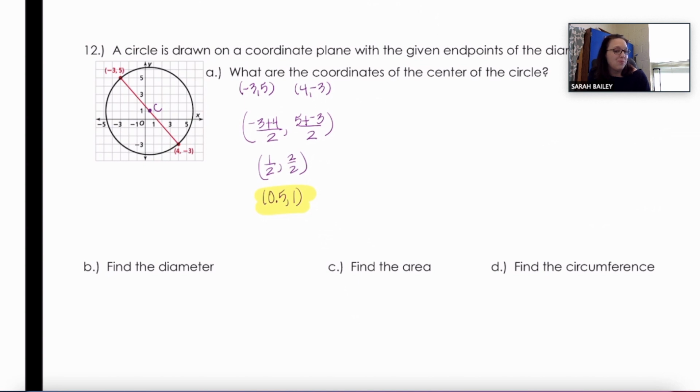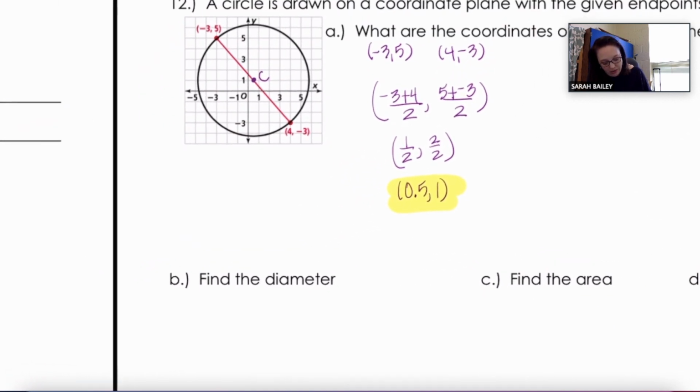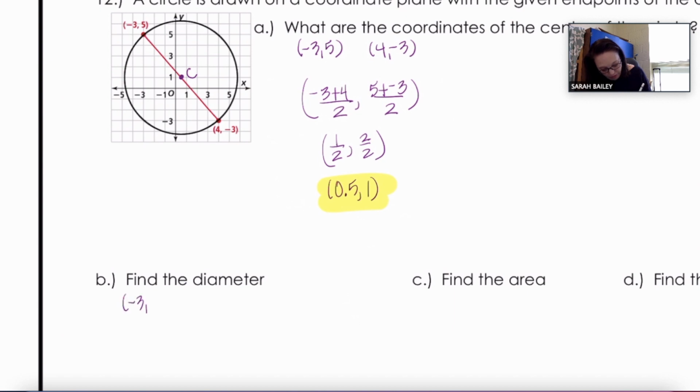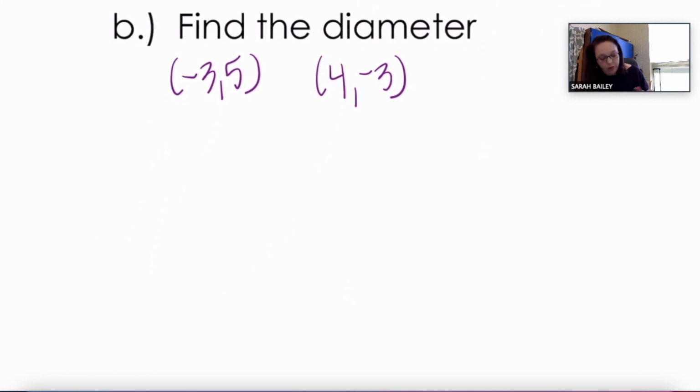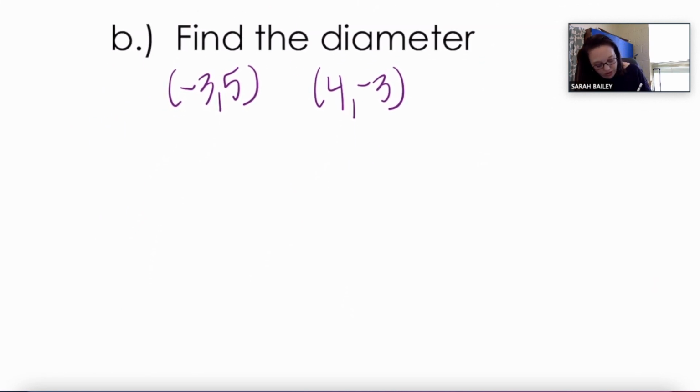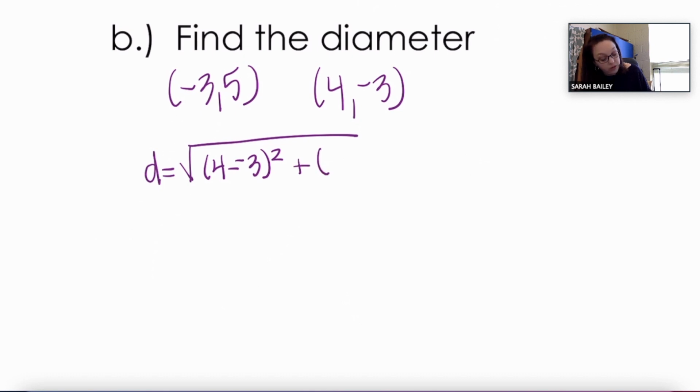So now we're not doing midpoint. So we need to find the distance between -3, 5 and 4, -3. So we can use our distance formula for that. I'm going to write down those endpoints, -3, 5, 4, -3. All right, so now I'm going to use my distance formula to get the diameter. So remember, we're going to take the difference in the x-coordinates. So that'd be 4 minus -3 quantity squared, plus the difference in the y's, -3 minus 5 quantity squared.